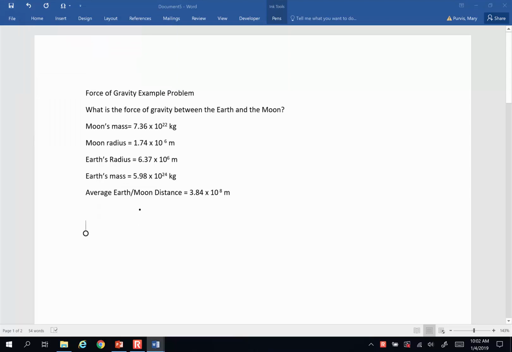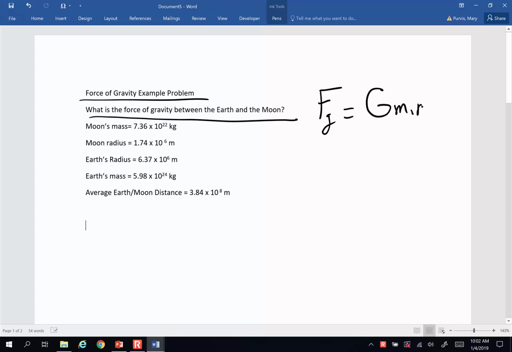Hi folks, this time we're going to calculate the force of gravity between the Moon and the Earth using Newton's universal law of gravity. Force of gravity is G, mass of one object, mass of the second object, over the distance between their centers of mass squared.